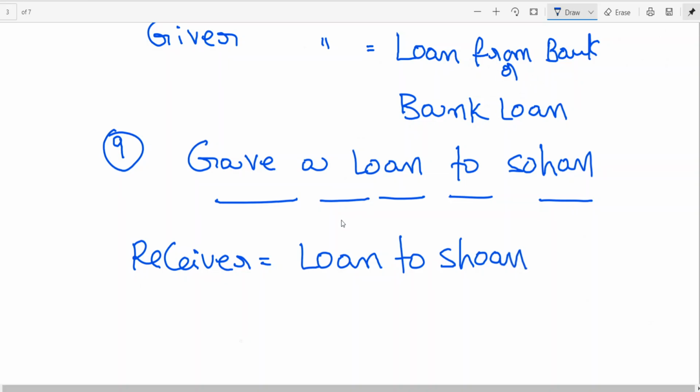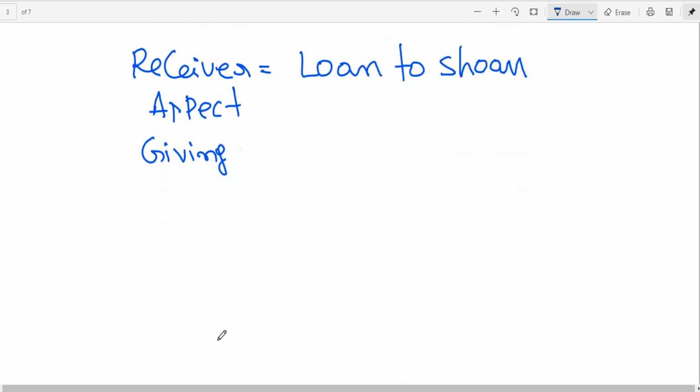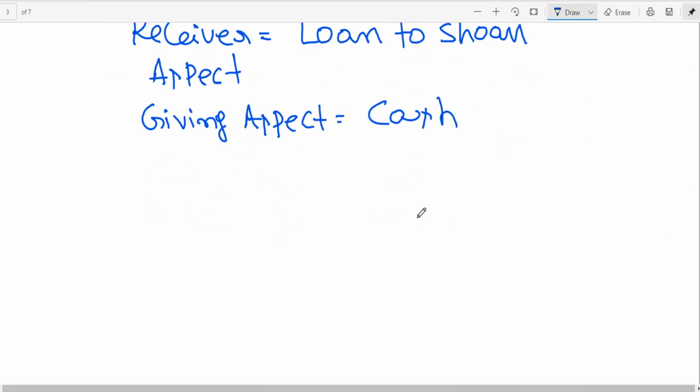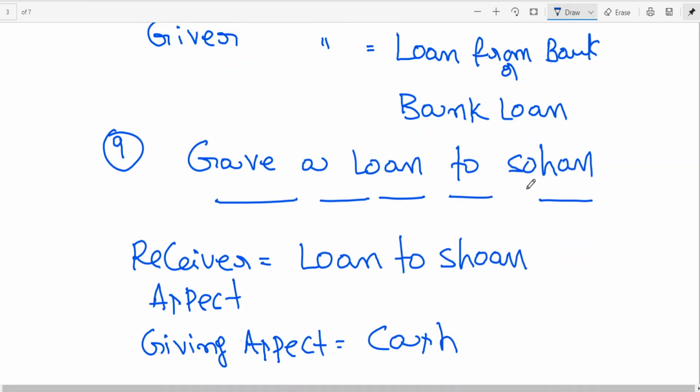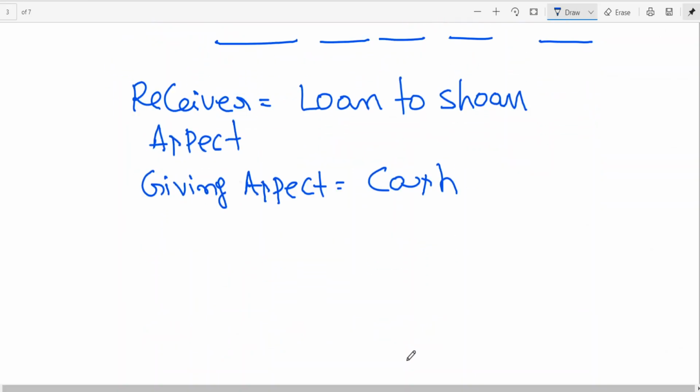Previously I said loan from bank. Here, this time, loan to Sohan. Receiver aspect. Then giving aspect here. Come on, what is it that you are giving? Cash. If you are giving a check, you should use the word giver, and then in place of cash we can use the term bank. Gave a loan to Sohan. Loan to Sohan. Giving aspect is cash.